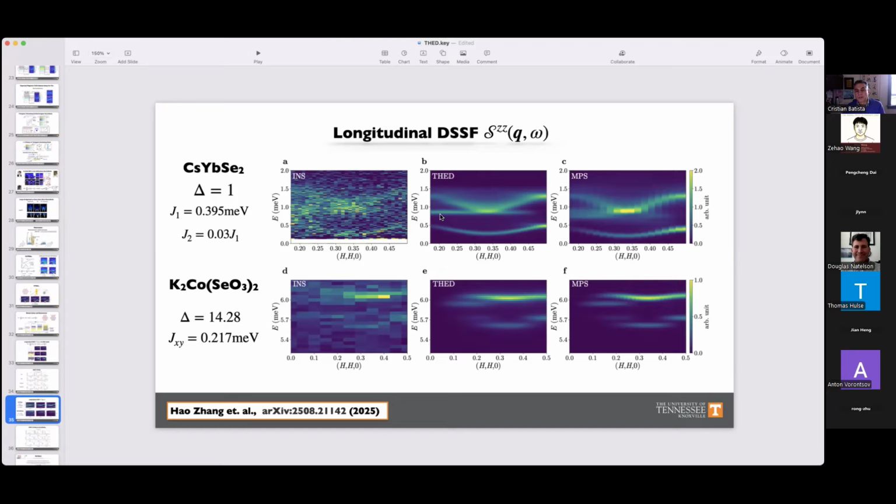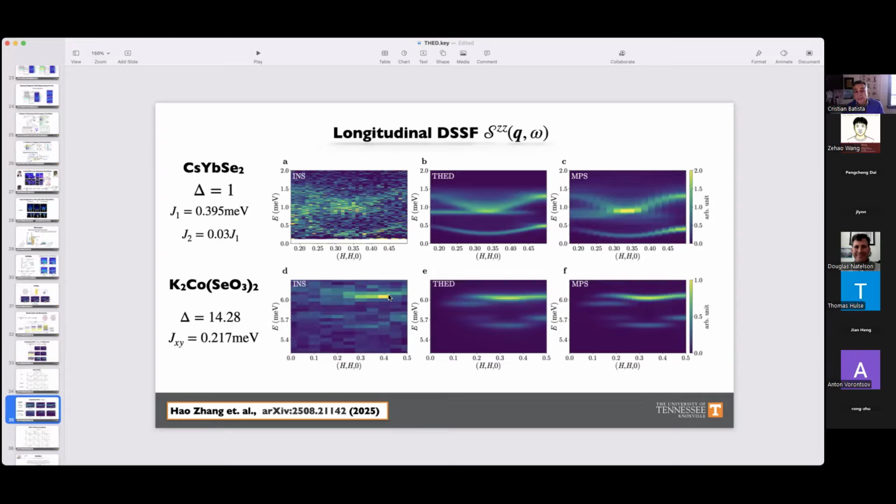And actually, this is the other material, the one that is very close to the Ising limit, where you have a spin supersolid. So now, as I said, you have very sharp two-magnon bound states in both approaches, both in the MPS and the truncated Hilbert space. And this is the data, right? One can see indeed that these bound states are there.